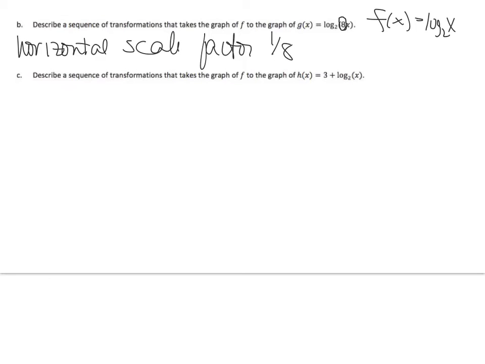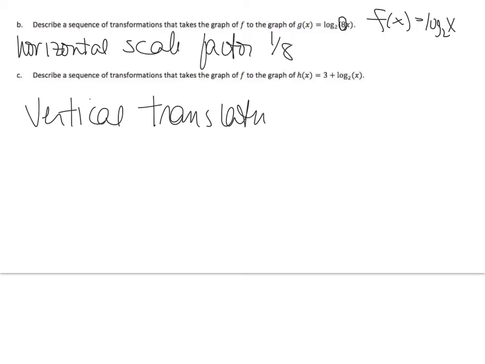Describe a sequence of transformations that takes the graph of f to h of x, which is 3 plus log base 2 of x. Well, now we're just translating or shifting. And here it's positive, so we're going up. A vertical translation up 3 units, because we're positive 3. Cool?